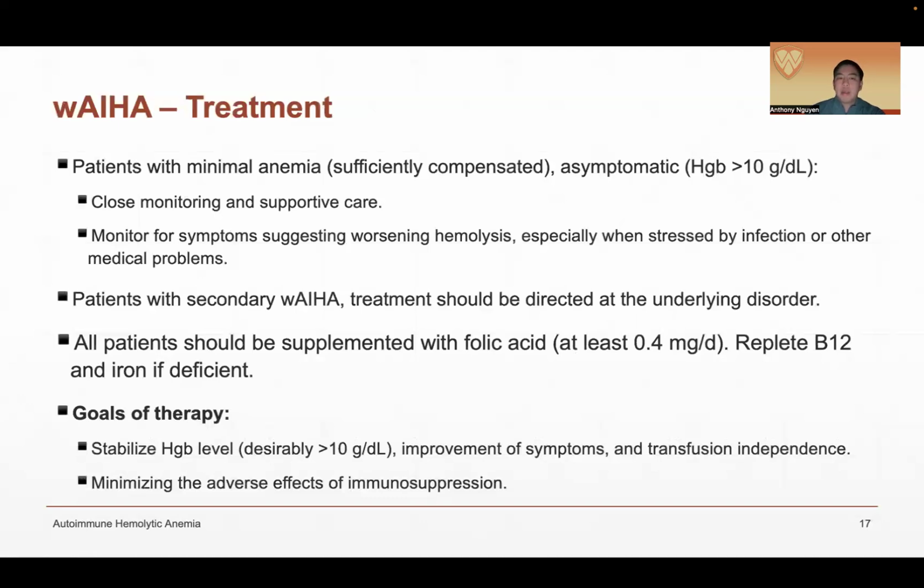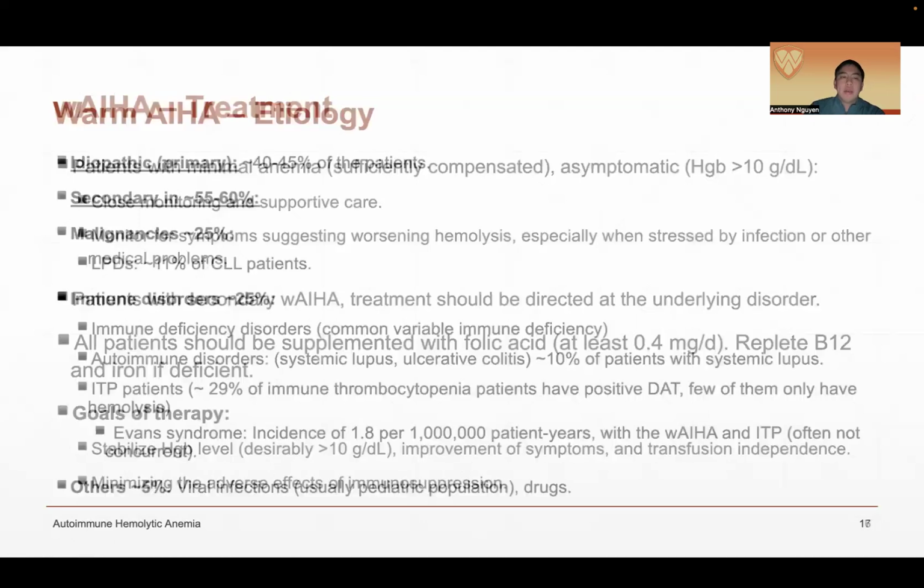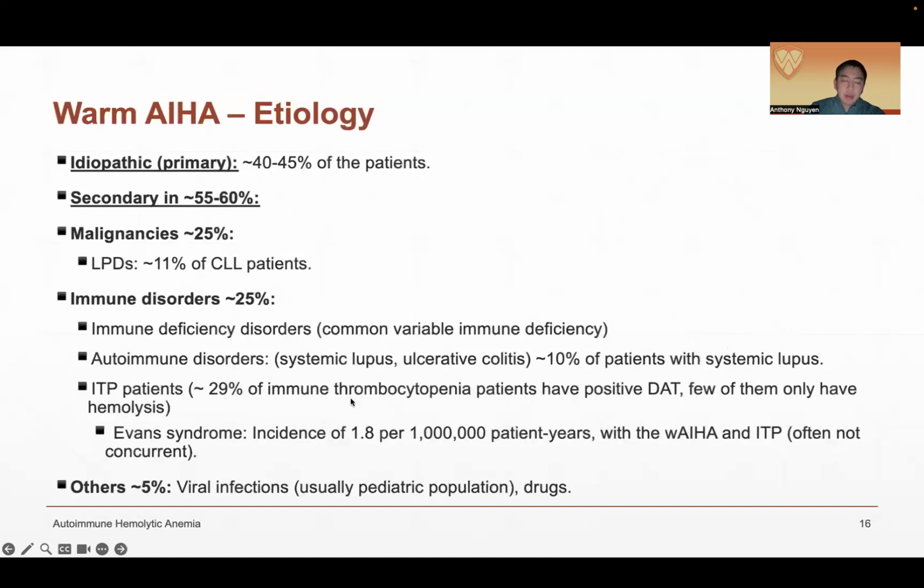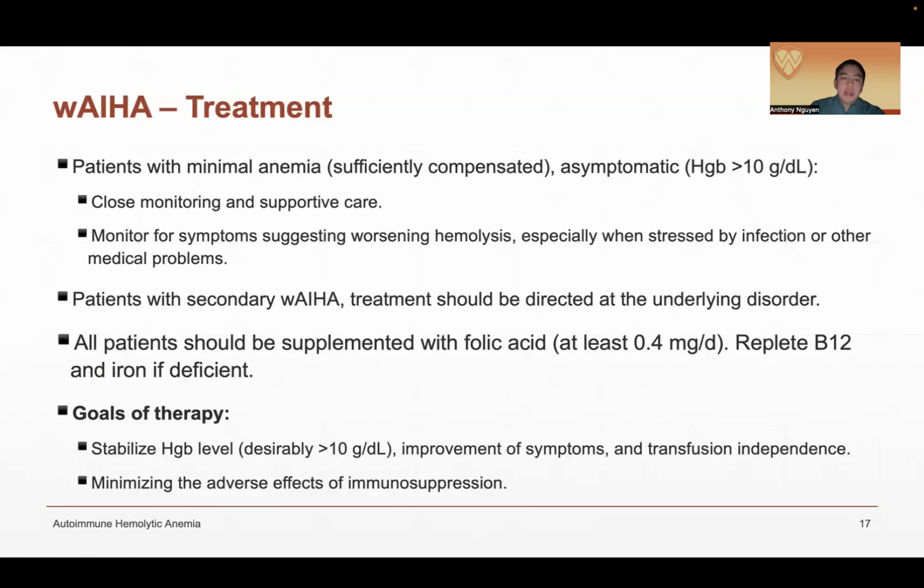And we monitor for symptoms that can worsen hemolysis, especially when the patient's immune system is stressed by infection, surgeries, and other medical issues. And for patients with secondary warm autoimmune hemolytic anemia, like we said, from malignancies, from immune deficiency, from autoimmune conditions, the treatment should be directed at the underlying condition.